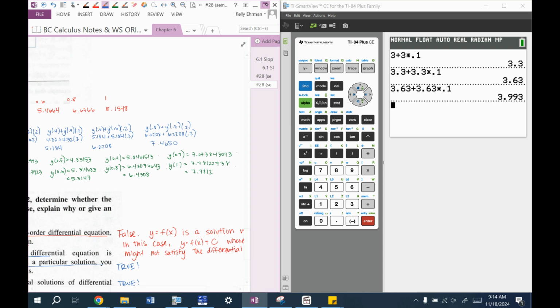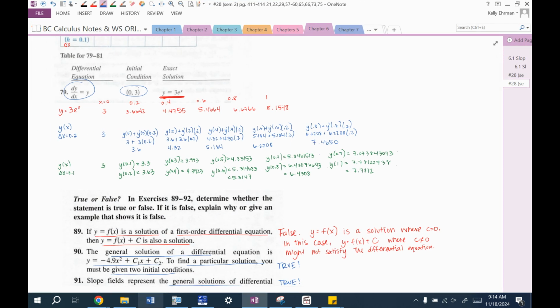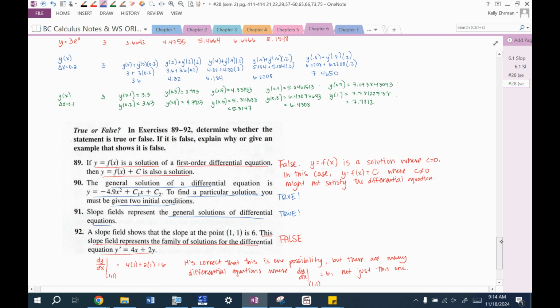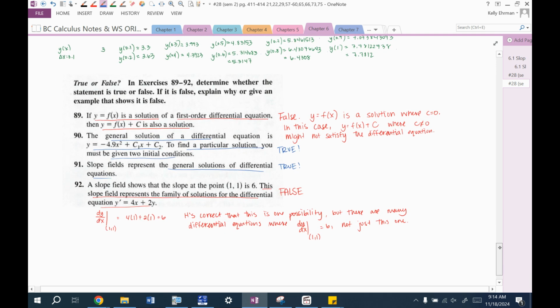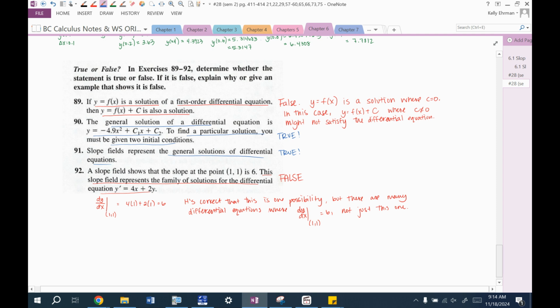The true or false section I thought was pretty tricky. It kind of seems like they're all true at first. So let's talk about this. 89 says if y equals f of x is a solution of a first order differential equation, that just means a dy dx instead of a second derivative or third or whatever, then y equals f of x plus c is also a solution.